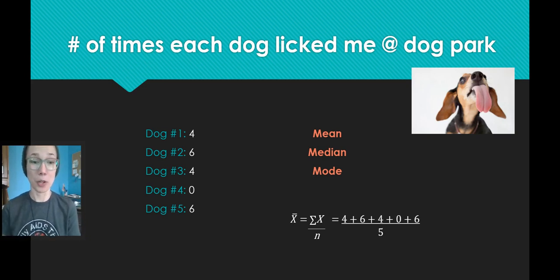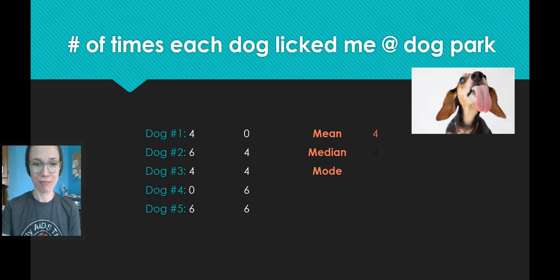All right, so hopefully this is how you have mapped out your equation. Hopefully it added up to 20 out of 5, and hopefully you got a mean of 4 licks. So on average, I was licked 4 times by the dogs that visited me at the dog park.